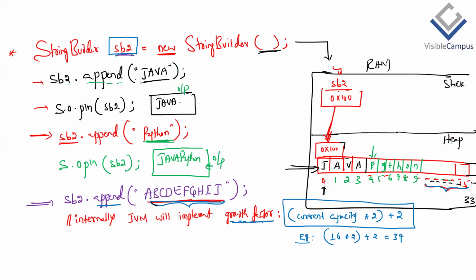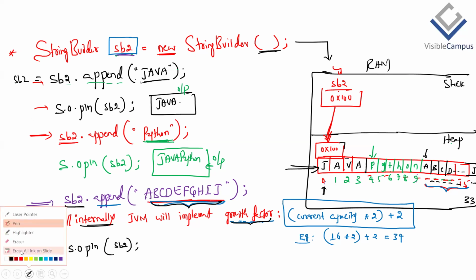Then, from the existing StringBuilder object, from the available empty locations, these A, B, C, D will be added, and so on up to J. So this is the concept of growth factor, which is internally implemented by the JVM. The programmer has to do nothing. We can just simply add, and we get the output if we print it. If you print the sb2 object, I'm not writing sb2 equals sb2 anywhere. That's what the meaning of mutability is.